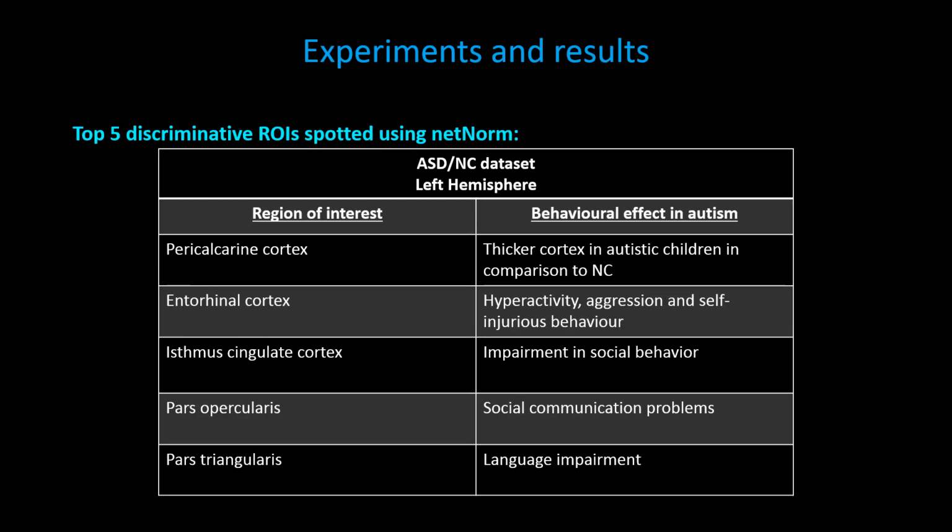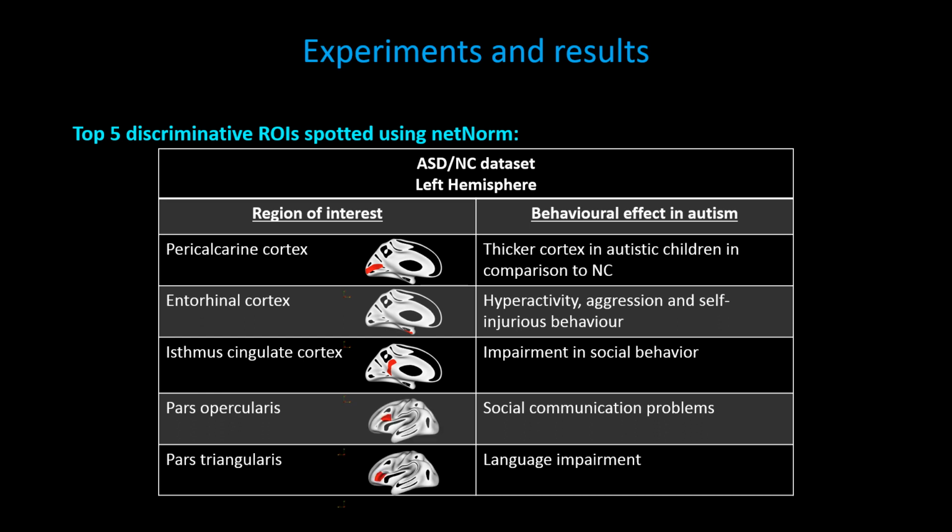In this table, we display top discriminative pairwise distinguishing between healthy and autistic subjects using the left hemisphere. Top regions include pericalcarine cortex, which presents thicker cortex in autistic children according to literature. Insular cortex, responsible for hyperactivity, aggression, and self-injurious behavior in autistic subjects. Isthmus cingulate cortex, causing social behavior impairments. Pars opercularis and pars triangularis, affecting social communication and language respectively.